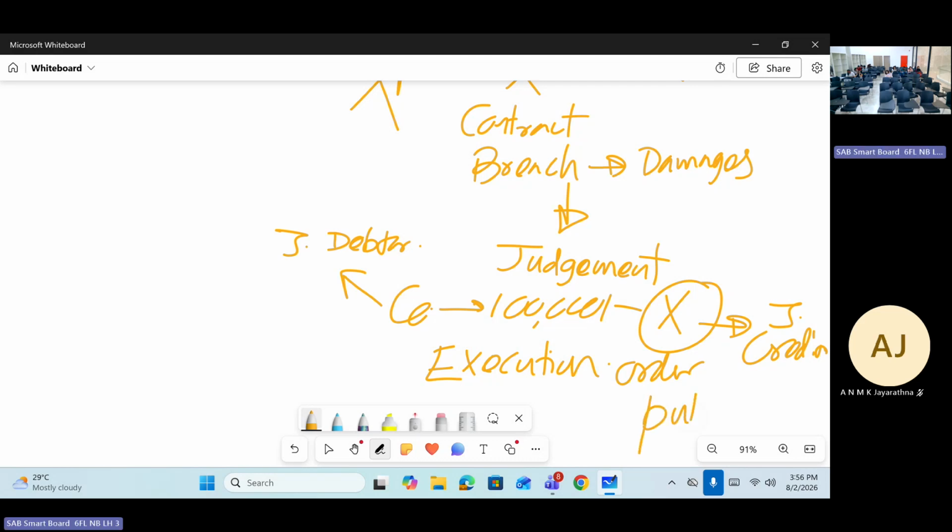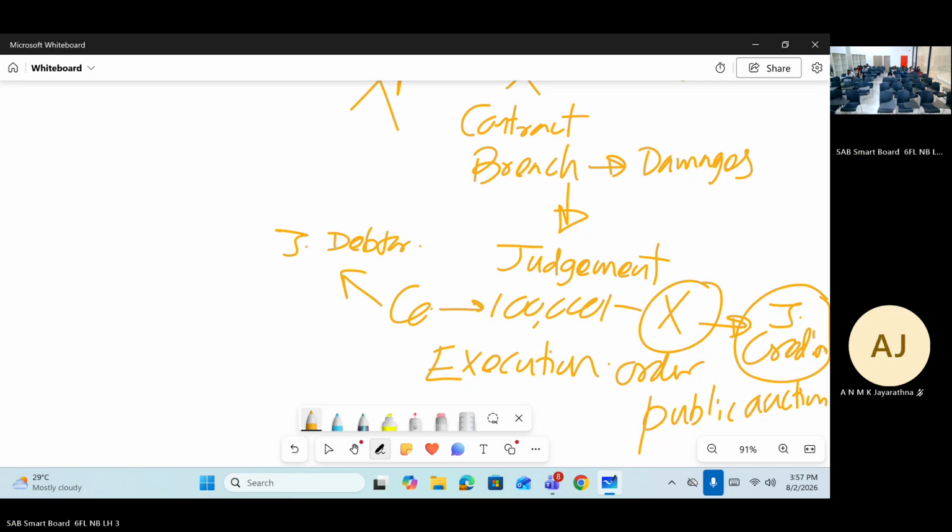Sell them in the public auction and recover the money. So this order is named the execution order. It is an order of the court to seize the assets, sell them in the public auction and recover the amount due to the judgment creditor. So this is the way the judgment creditor can recover money.